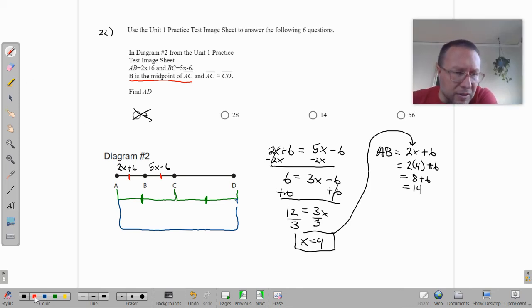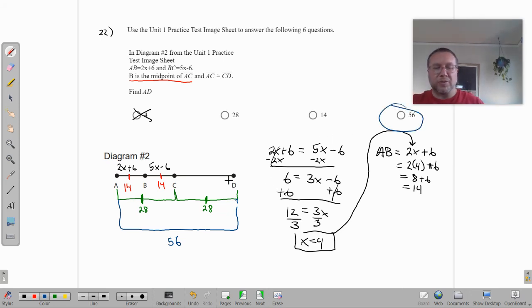So if this is 14, and these are equal to each other, then those are both equal to 14. If this distance is 14 and 14, that means this total distance is 28. And if this is 28, then this is 28. And if you want to know the whole thing, 28 plus 28 is going to be 56. So my final answer here would be 56.